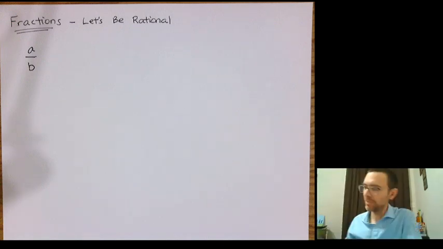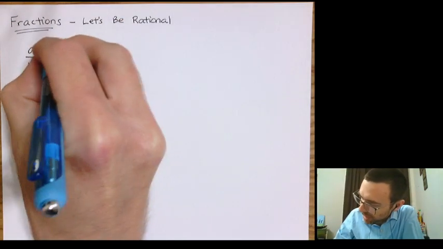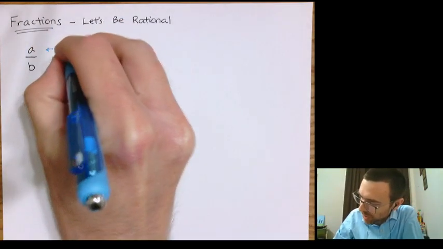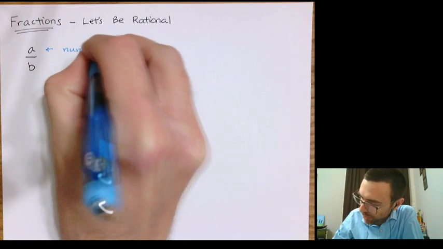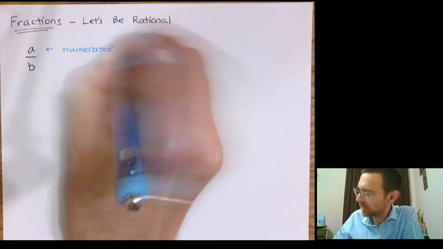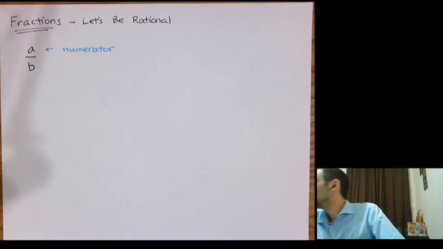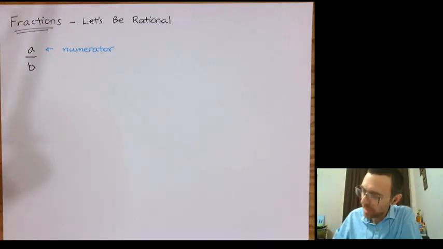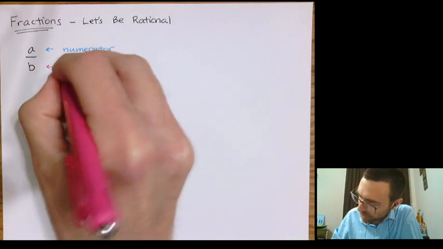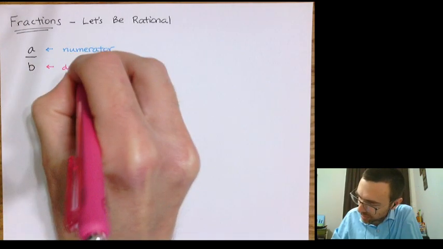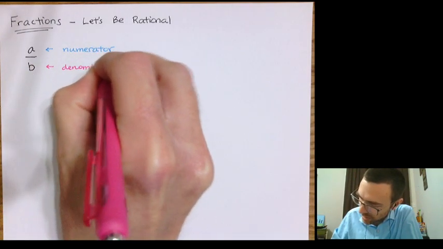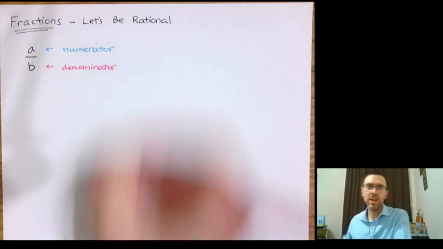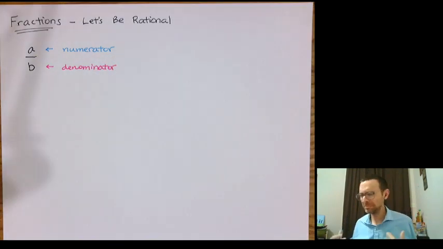Here we go. My favorite colors right here. All right. So, of course, a is going to be what we call the numerator. And this guy down here, the b, is what we call the denominator. Now, I know sometimes we kind of get away with saying, oh, it's the top, it's the bottom. Let's make sure that we use the right words, numerator and denominator.